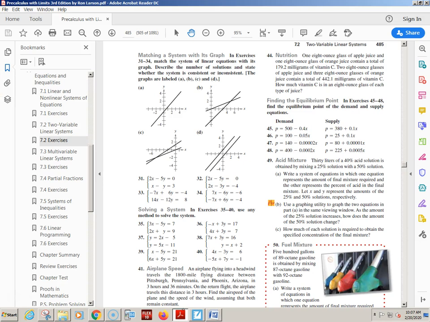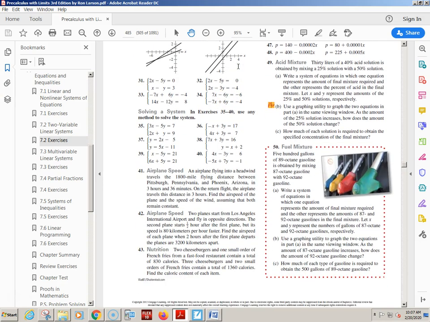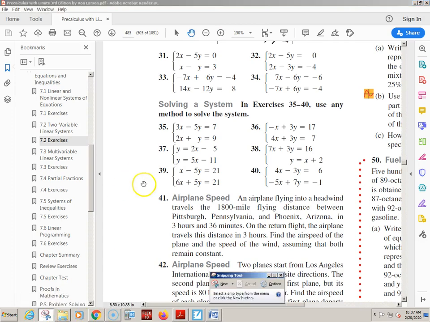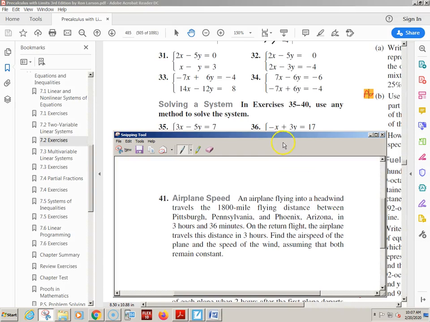So 41, airplane speed. Yeah, that's a word problem. Nice thing, though, it was very similar to, I don't know if I did 42 yesterday, but I did one super similar at least. So I'm not going to take a ton of time on it, Vanessa, just because I think if you use the example from yesterday, it's kind of like a plug and chug. But let me just set it up and make sure that you're okay with that.